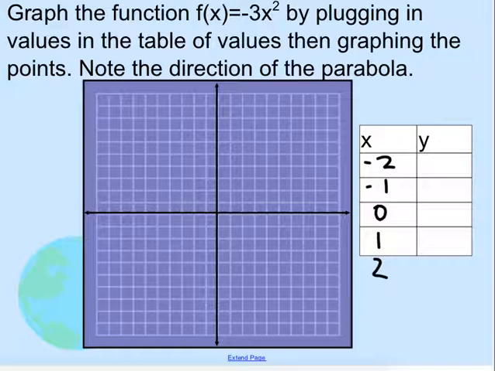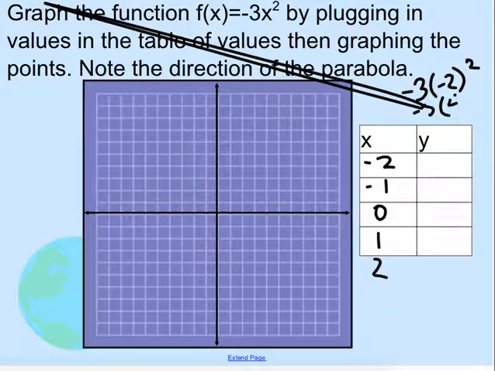When I plug these in, if I plug in negative 2, I'm going to get negative 3 times negative 2 squared, so I get negative 3 times 4, which is negative 12. Plug in negative 1, get negative 3 times a positive 1, which is negative 3. Plug in 0, I get 0. Plug in 1, I get, again, negative 3. Plug in 2, I get negative 12.